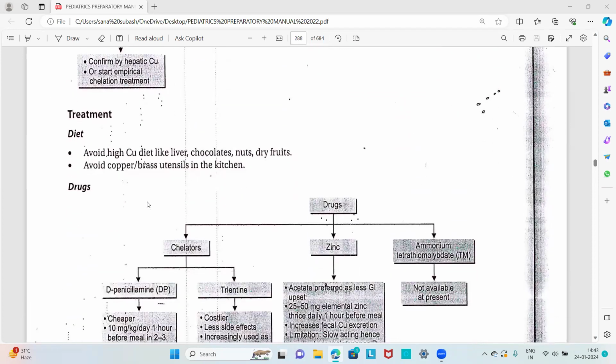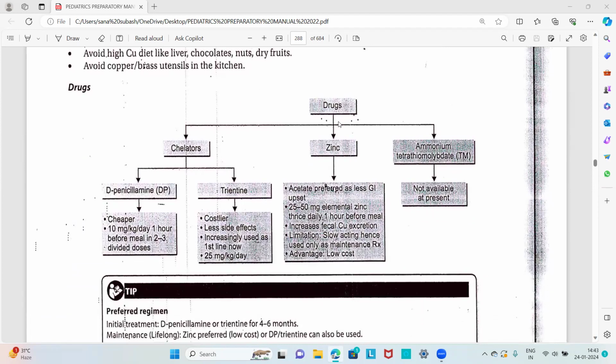Regarding treatment, we have to advise a diet that avoids high copper foods like liver, chocolates, nuts, and dry fruits. Avoid copper or brass utensils in the kitchen. The drugs usually used are the chelators, zinc, and ammonium tetrathiomolybdate. The chelators are usually D-penicillamine and trientine. D-penicillamine we give at 10 milligrams per kilogram per day, 1 hour before meals in 2 to 3 divided doses. Trientine has fewer side effects, and the dose is 25 milligrams per kilogram per day.